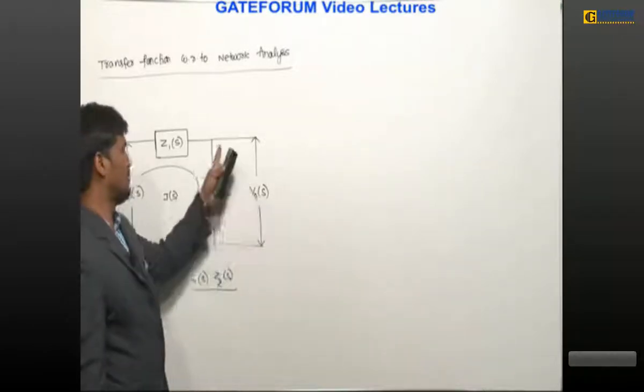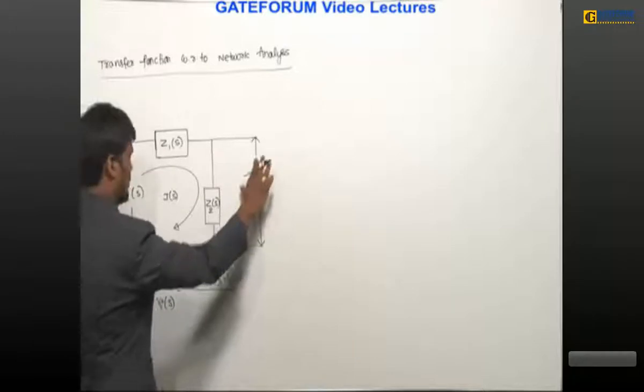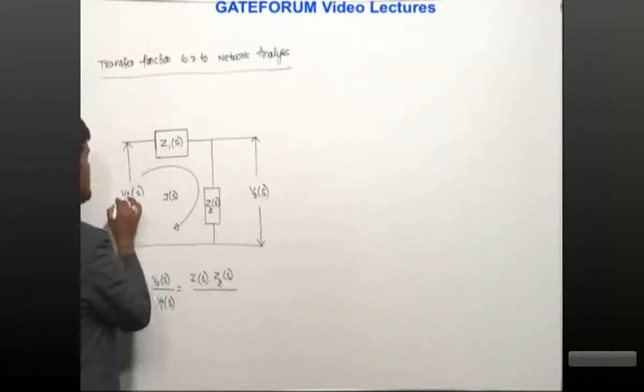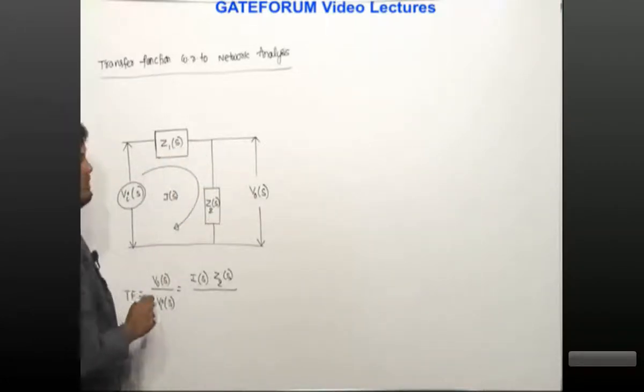Output voltage means the voltage across Z2 of S, because both are in parallel. Next, what is VI of S? According to KVL, the input voltage is equal to the sum of the voltages across the impedances.